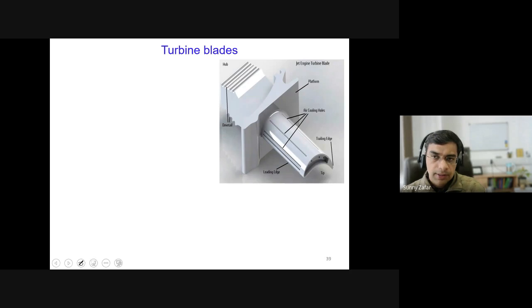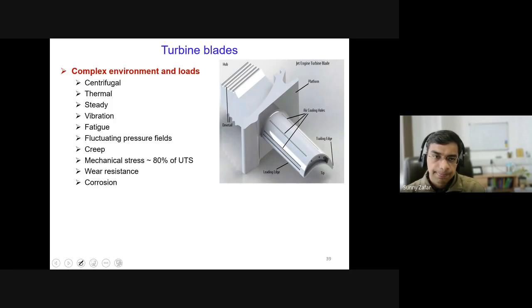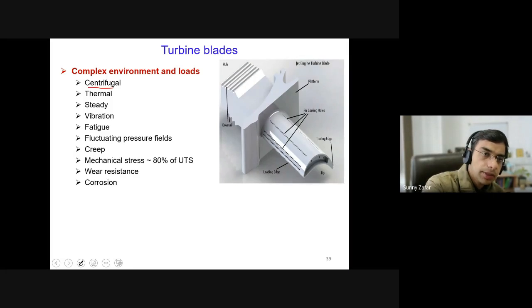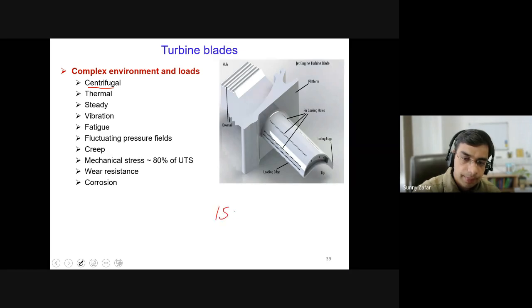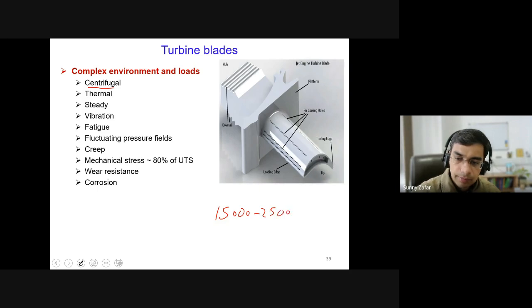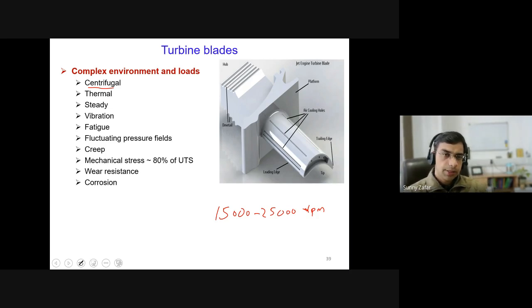Now moving ahead to other aspects of the superalloy, as I discussed earlier. Gas turbine blades made of superalloys experience very complex operating environments, very complex service environments. These service environments or complex loads include loads like centrifugal. Why centrifugal? Because the gas turbine rotates in this range, very high speeds. This is just an average, even in some specific conditions the value may go higher. So you can understand that at such high rotating speeds, the centrifugal forces coming onto the blades are very high.